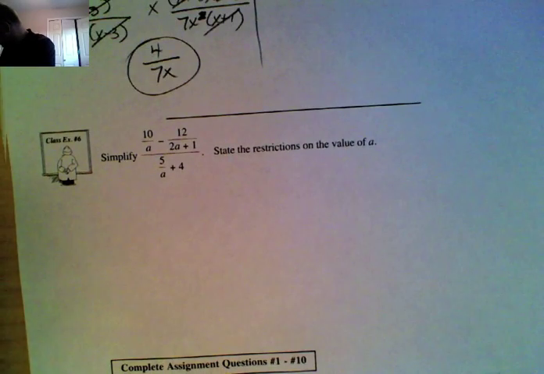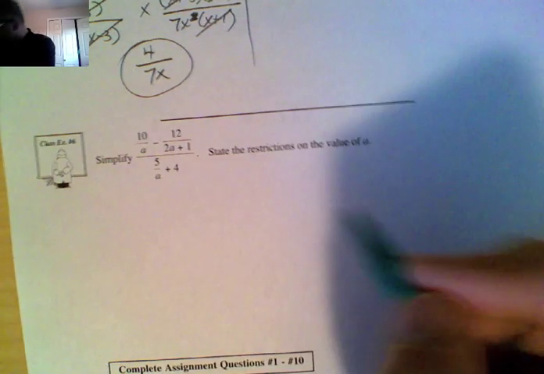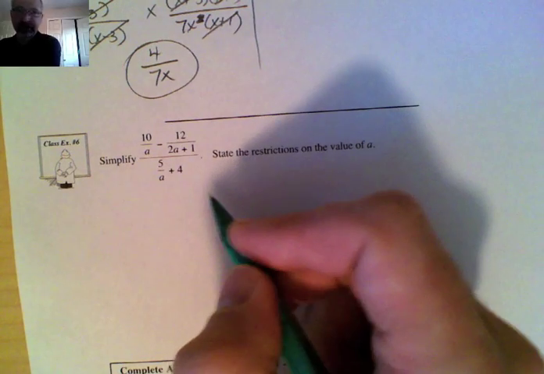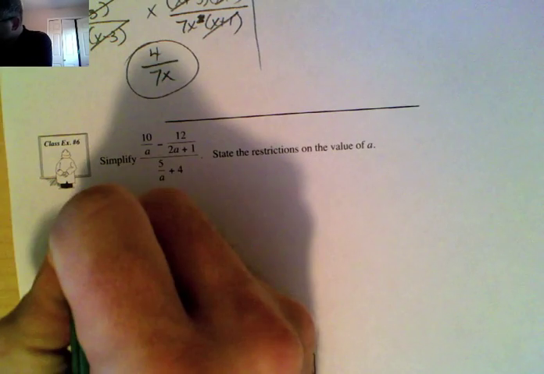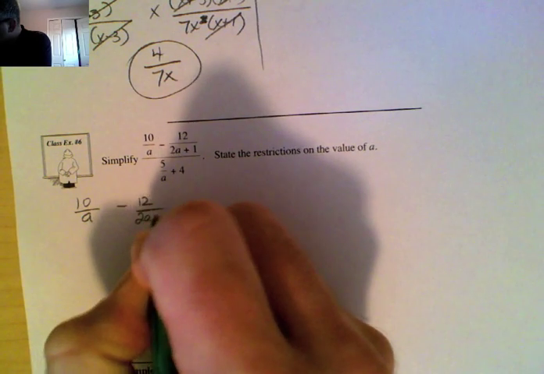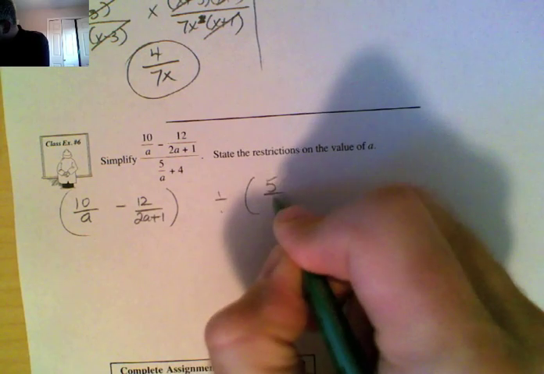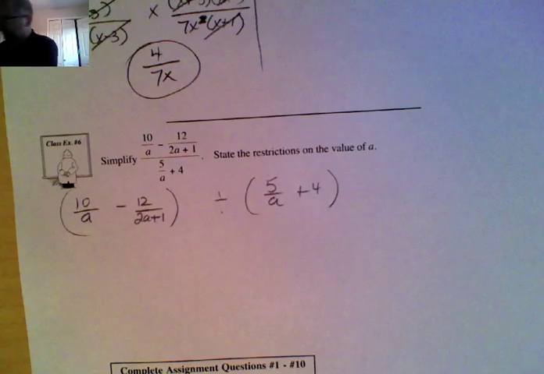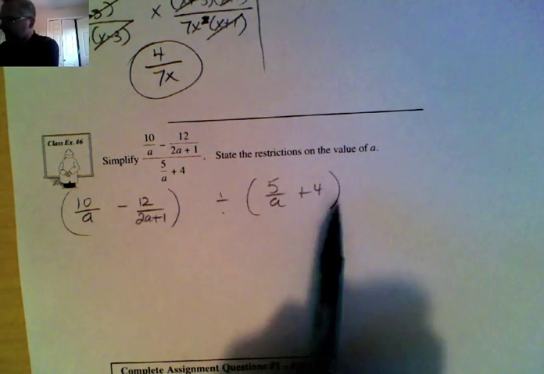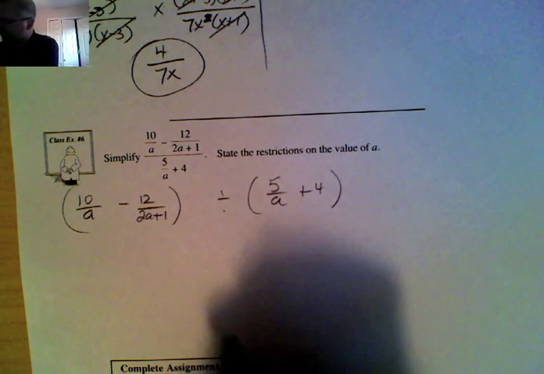Now, the last example we're going to look at is a combination of adding, subtracting, and dividing. So I'm going to rewrite this expression. It's 10 over a minus 12 over 2a plus 1, divided by 5 over a plus 4. So the first thing we have to do in each one of these cases is come up with common denominators, and we have to simplify those expressions first of all.